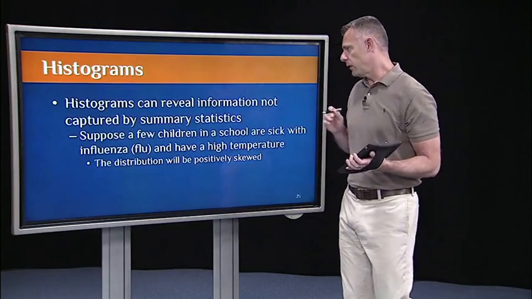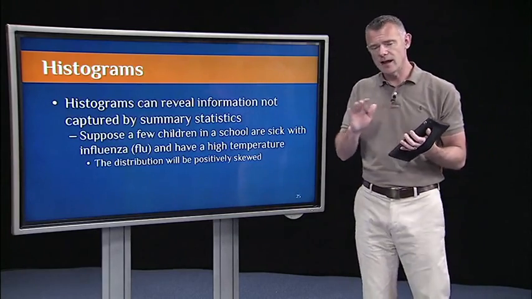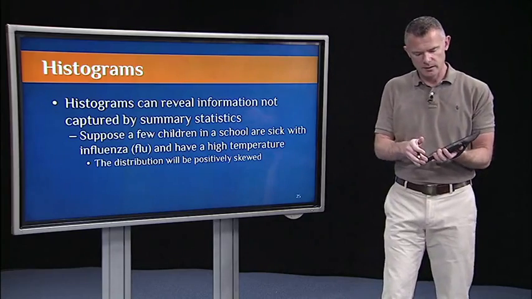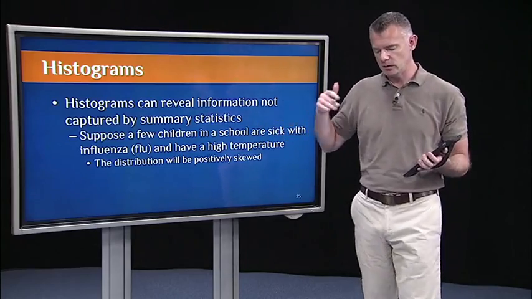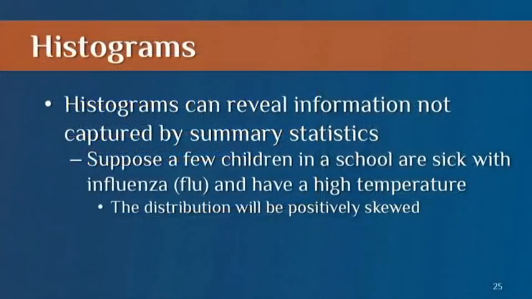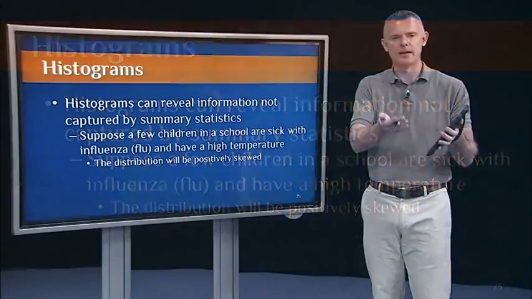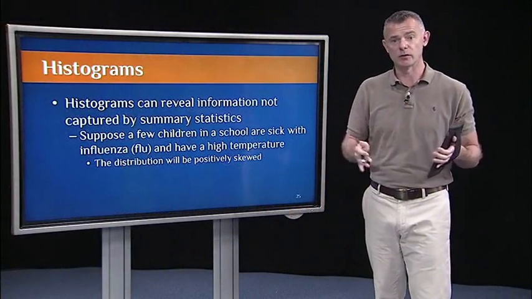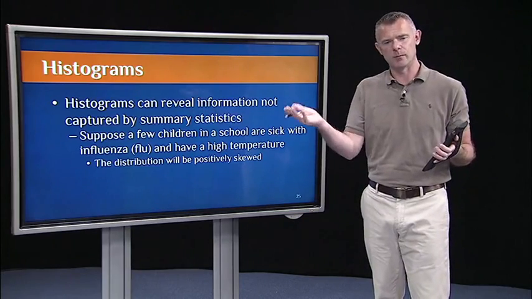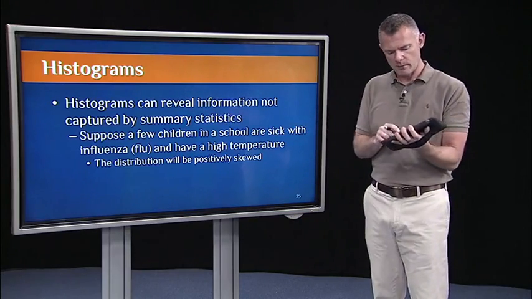But histograms can reveal a lot of information that's not captured by summary statistics. Just for an example, let's run with this body temperature example. Assume a few kids in the class are sick, just a couple. They have the flu, for example, and they have a really high body temperature. We might not capture that just by getting, say, the average body temperature across the whole group, especially if it's a really large group. Those couple of kids who are sick won't really show up.